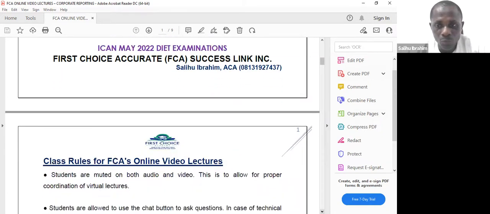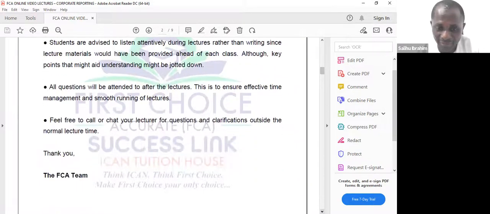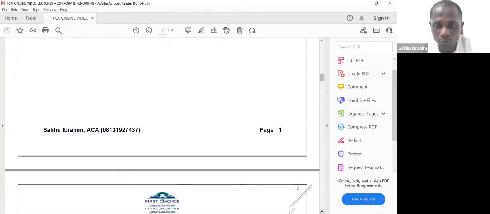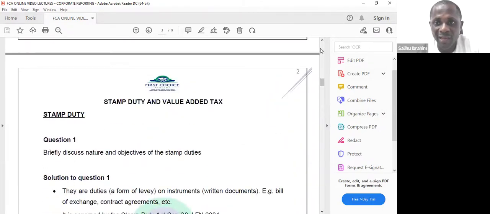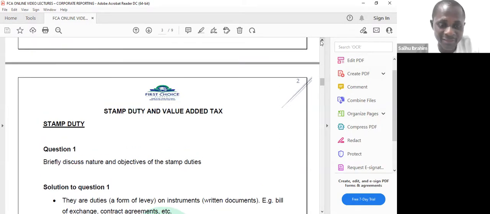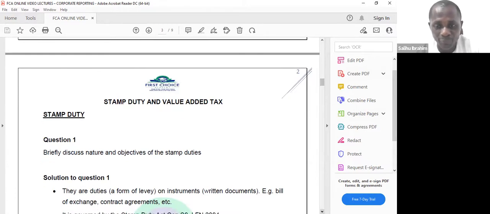So for today, we are going to start the class by looking at stamp duty and value added tax. As you all know, this is purely a question and answer session. So we'll be taking some examination related questions and then we provide solutions to them. We're going to start with the first question on my screen here, which is on stamp duty. The requirement of this question says that we should briefly discuss the nature and objectives of stamp duties.